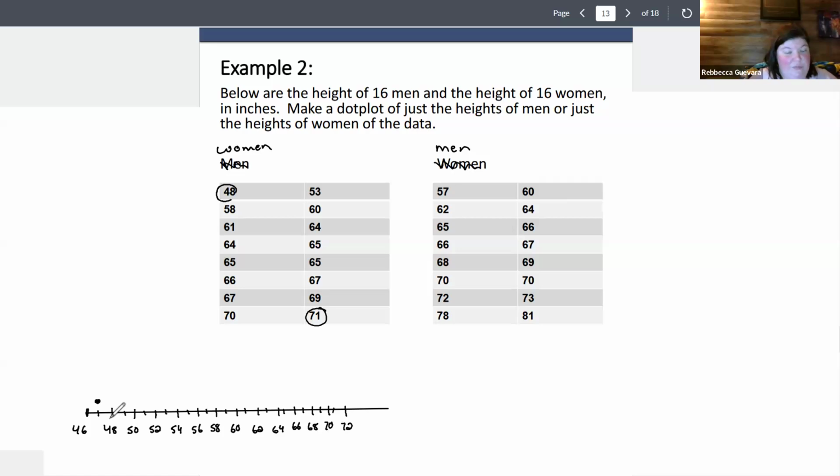So there's my 48 inches. Then my 53. Then my 58. So this is probably not the best data to have done this with. And you'll see here in a bit why.